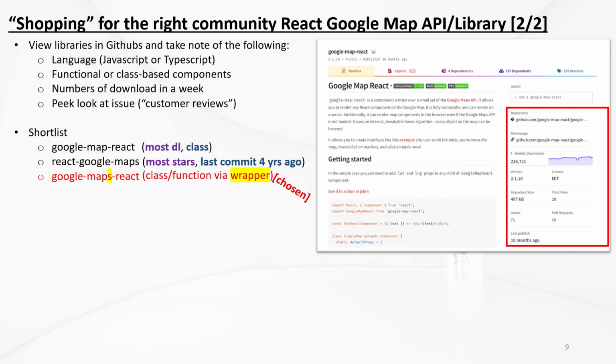And for the last one, Google Maps React, I feel that it's pretty decent in terms of popularity, and it has both class and functional based components. That's why I choose it.